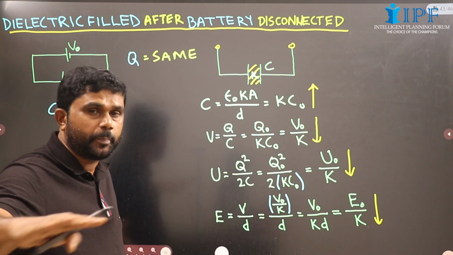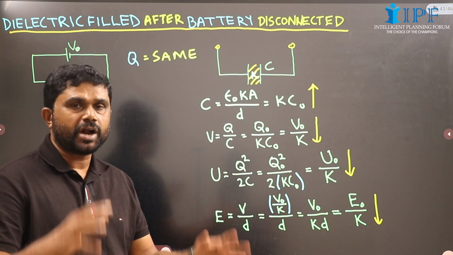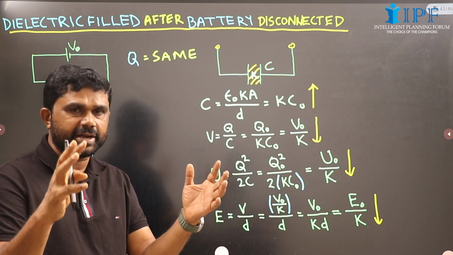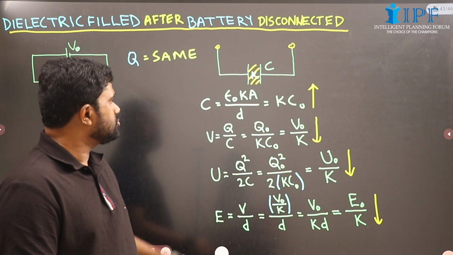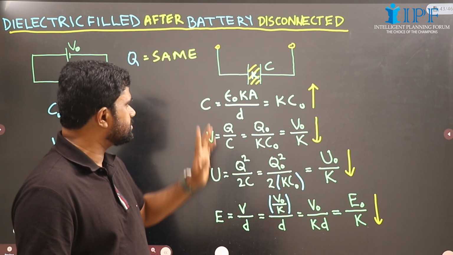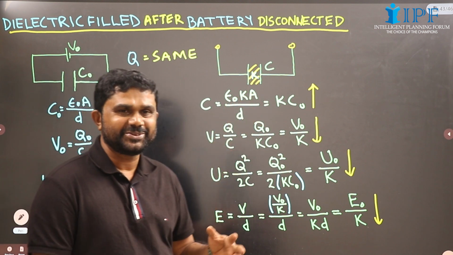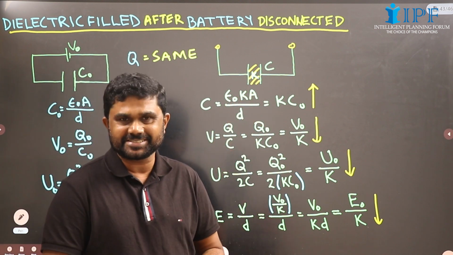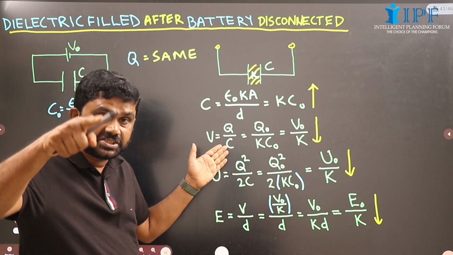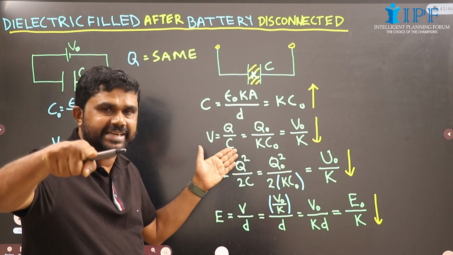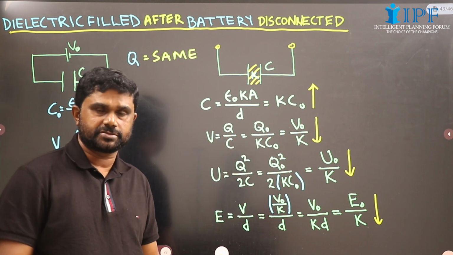So there is no path for charge transfer. Whatever charge is stored in the capacitor will remain constant. Now the capacitance C equals epsilon 0 Ka by d, that is KC0, so the capacitance is increased. Now voltage V equals Q by C. Q remains the same, but the denominator, the capacitance, is increased.